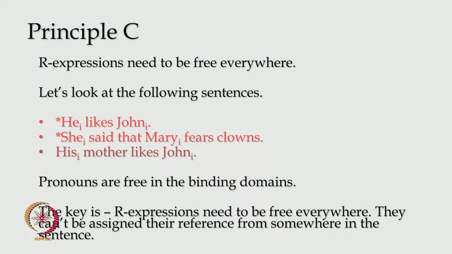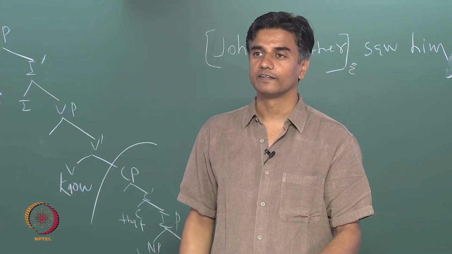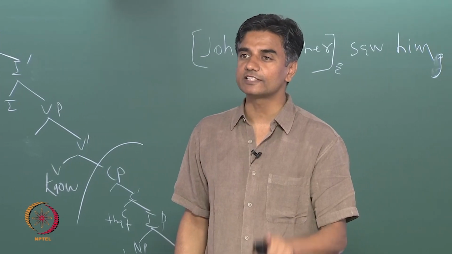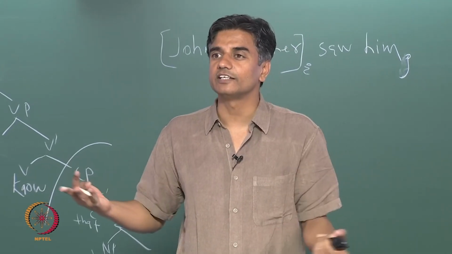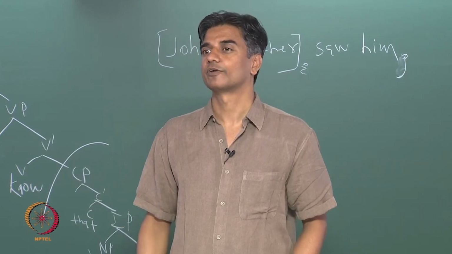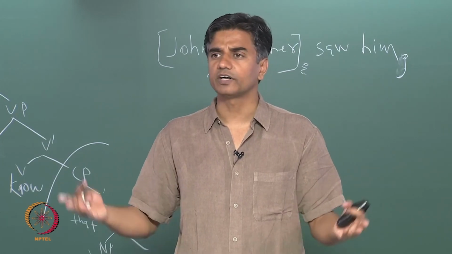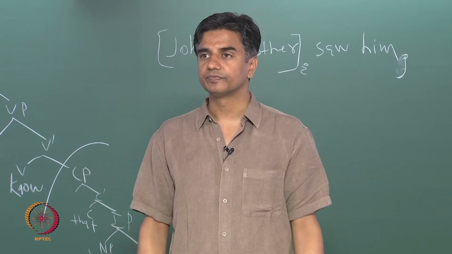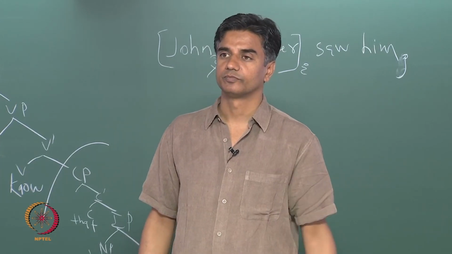When we look at the sentence he likes John, if we try to put the index together, then the sentence is wrong. Why? Because we are trying to get the reference for the R-expression John from he, violating principle C. John cannot take reference from anything within the sentence. He saw John, he likes John, is a perfectly alright sentence by itself, as long as he is I and John is J. Perfectly fine.